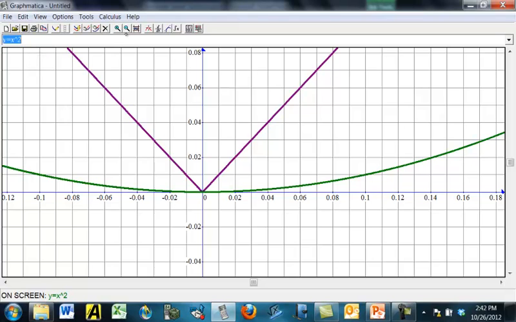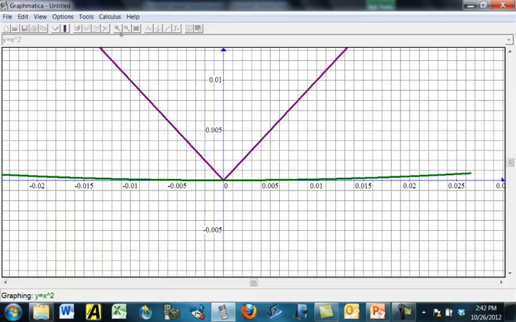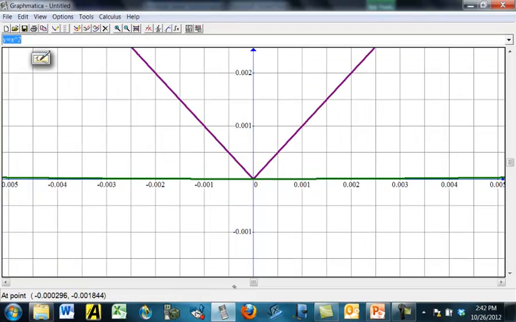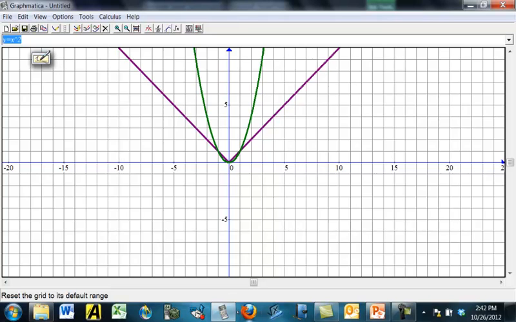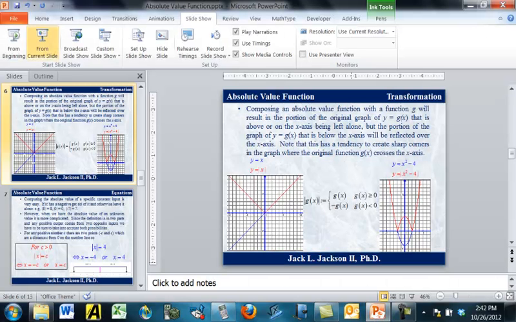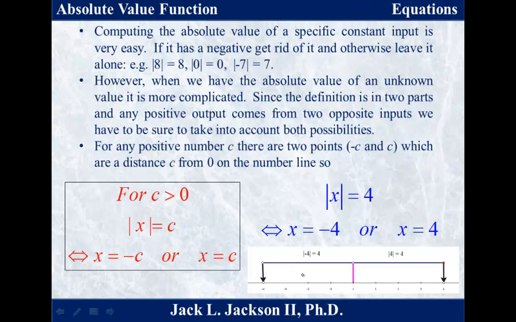It's kind of levels out. In fact, it almost looks like a horizontal line if you zoom in really, really close. But no matter how close we zoom in on this, that absolute value still has that sharp corner there. So that's a significant difference in the way those two things behave. So absolute values have a tendency to have a sharp change of direction when they're in the formula somewhere. Okay, going back to our PowerPoint, that's basically what this slide is showing you.